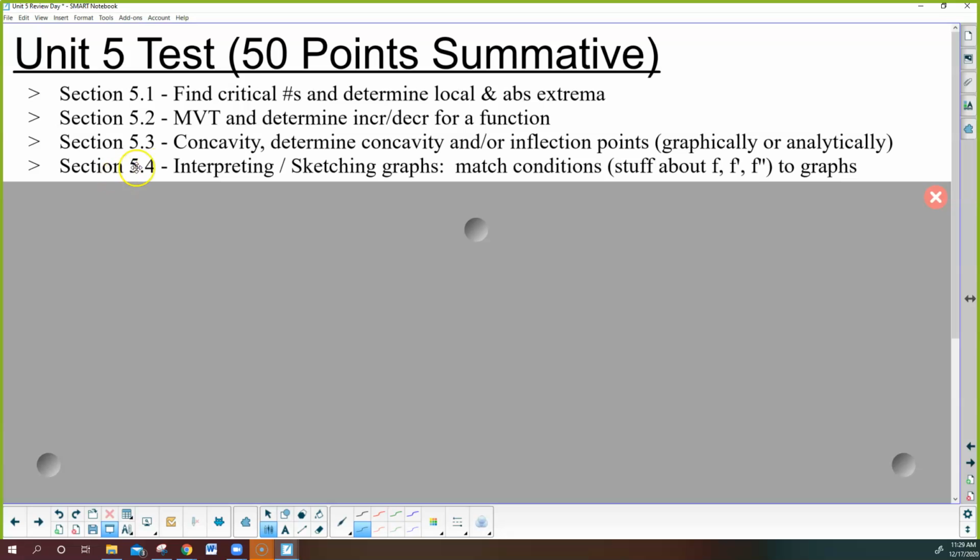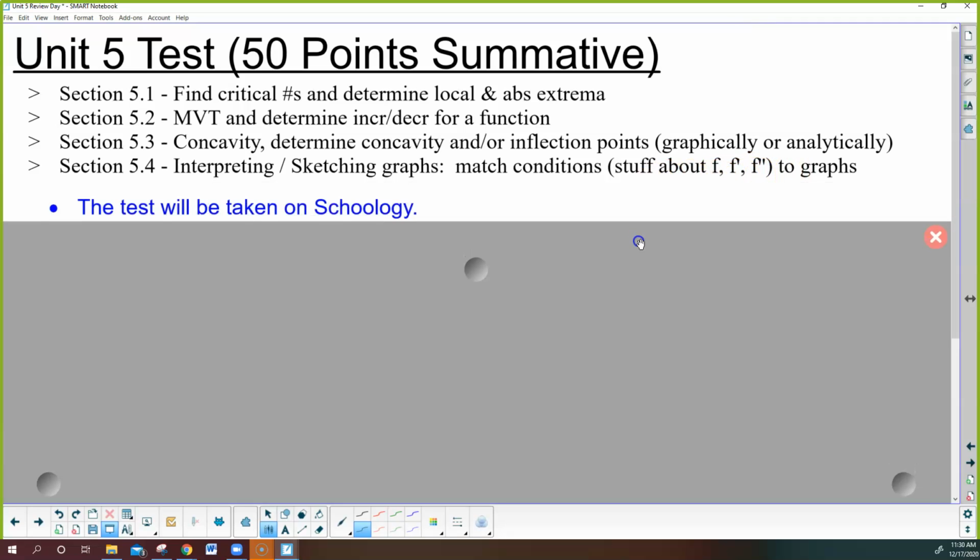And then the last unit was interpreting and sketching graphs. We didn't really do a lot with sketching the graph, but what we did was we analyzed the graphs, and we're going to review that here. I think that's on the next slide. So it's matching conditions when we are given a graph of f prime, or f double prime.